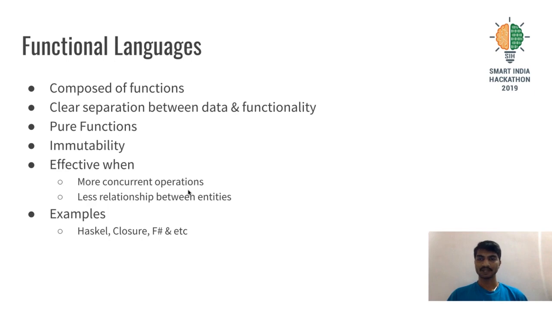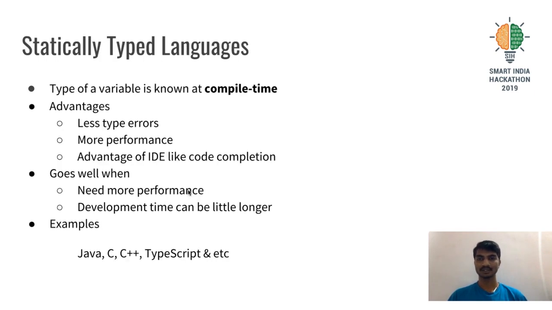Okay, now let's go into the other type of languages. This is statically typed languages. This kind of language is based on types, on how the types are defined in a particular language. For example, in statically typed languages, the type of a variable is known at compile time itself. The compiler knows what kind of data can be held in a particular variable.